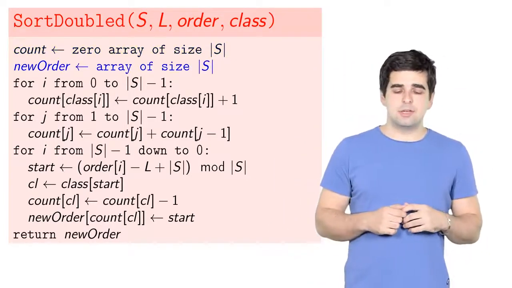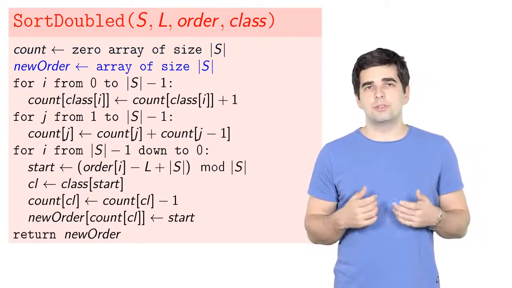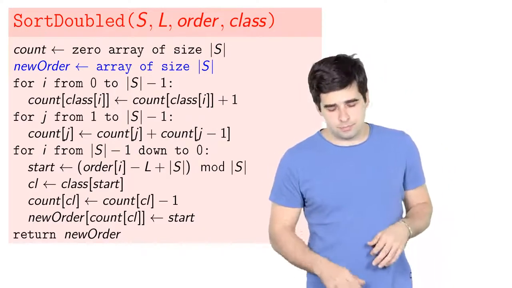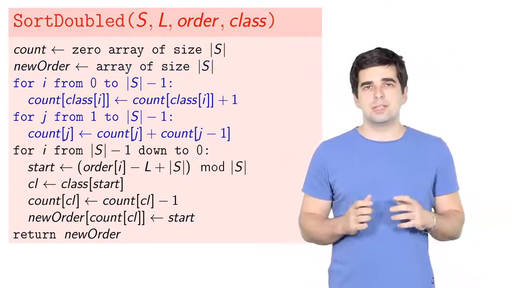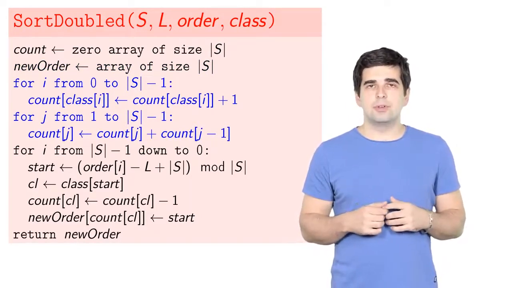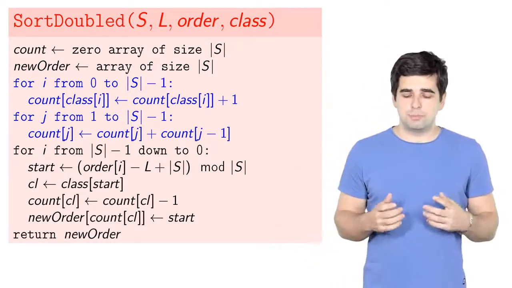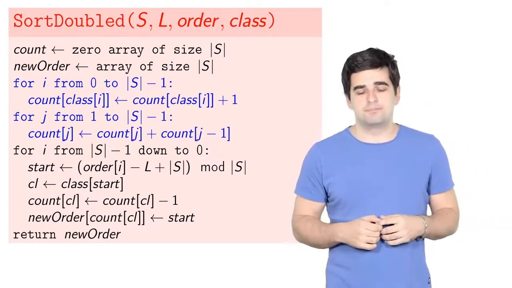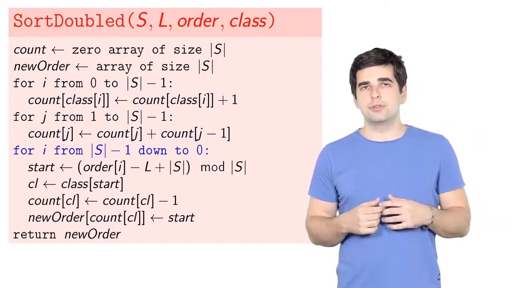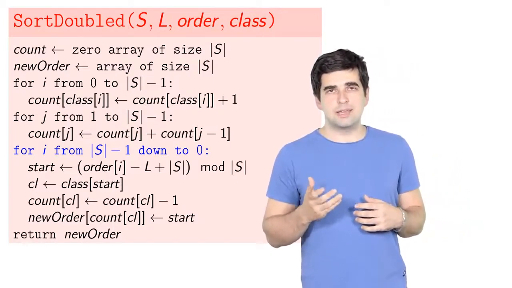We will also need another array new order, which will store our answer. It will be the order of the sorted doubled cyclic shifts. We initialize it with an array of size length of S. The next two for loops are standard for loops for the counting sort, where we first count the number of occurrences of each equivalence class of single cyclic shifts, and then we compute the partial sums of that counting array. And the last for loop of the counting sort needs to go through the array we're going to sort from the end to the beginning. And that is important for the sort to be stable.